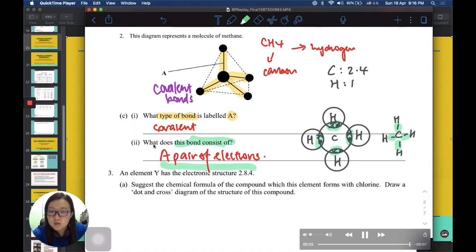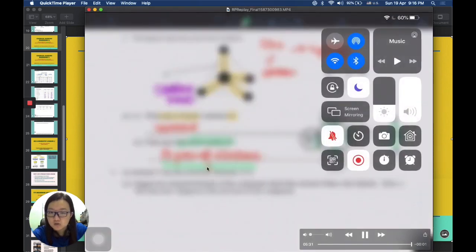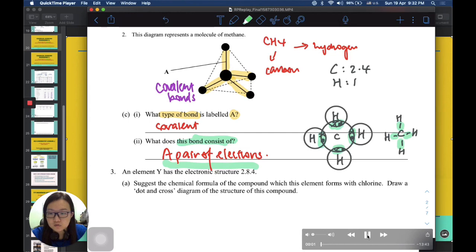Okay, so that's why each covalent bond, in this case represented by one line, consists of a pair of electrons. Okay, we will move on to the next question. Let's continue with question 3.